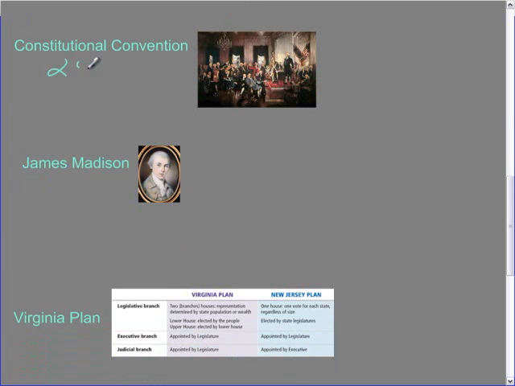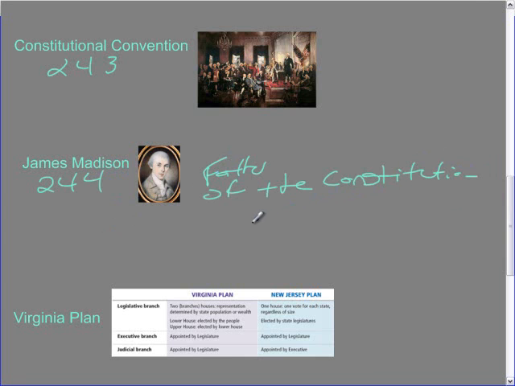The Constitutional Convention starts on page 243. James Madison is on 244. James Madison is known as the father of the Constitution, and that's because he basically organizes this Constitutional Convention where the Constitution is going to be made. It's a meeting of all these delegates from all these states, and they come together and say, hey, how are we going to fix the government?